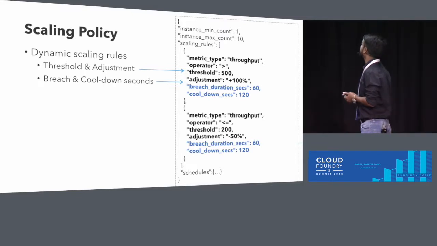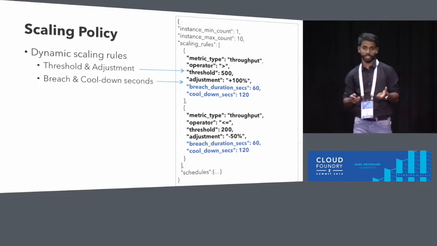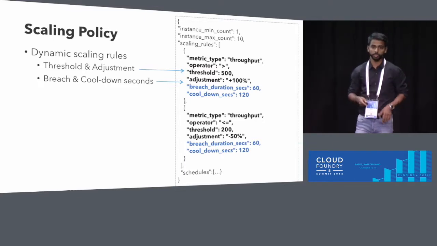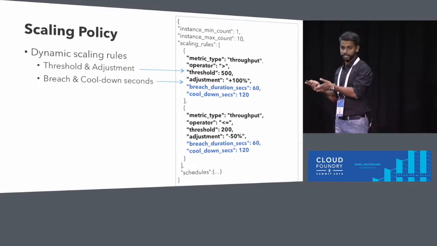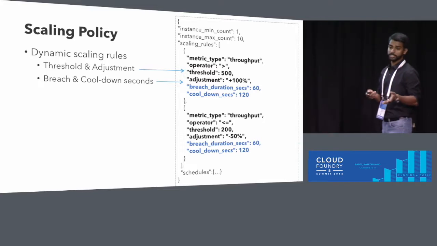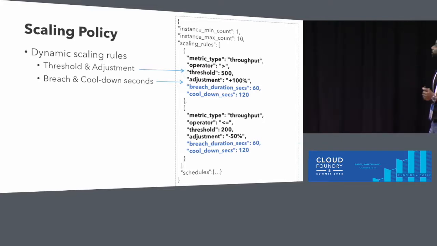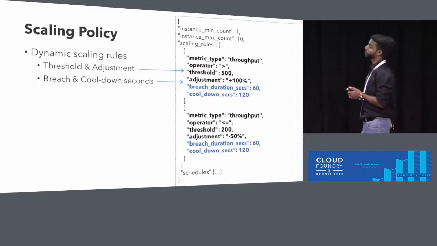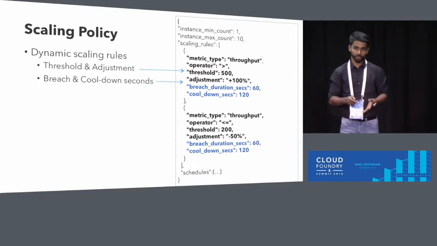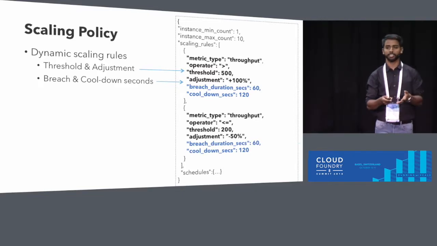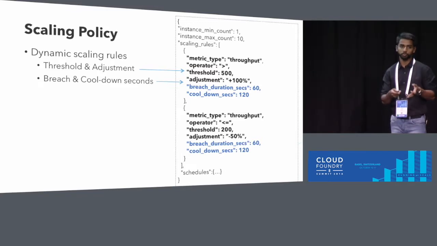Then there's threshold. So this is the number where you define what the threshold is. So 500 MBs, then you write 500. Or 50%, then you write 50 over here. The next is the adjustment parameter. So what happens when the memory of your application, let's say, crossed 500 MBs? What do you want to happen?